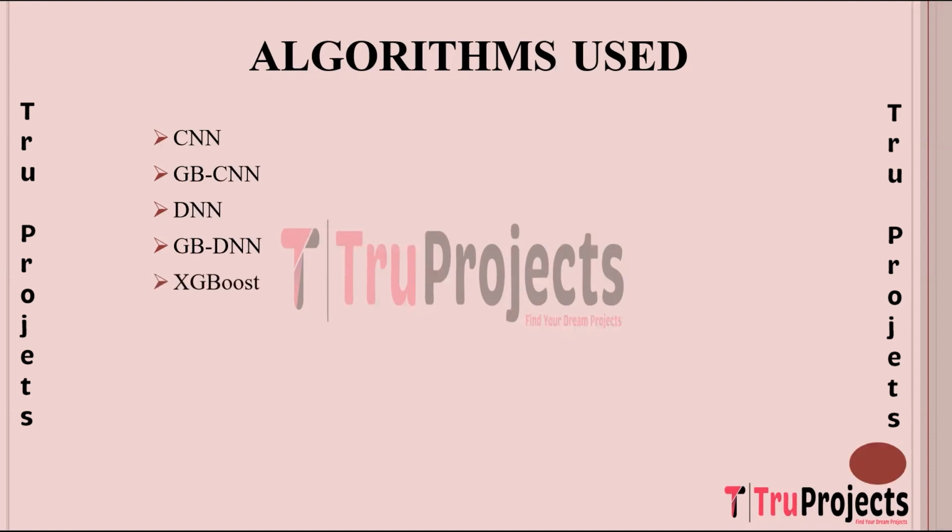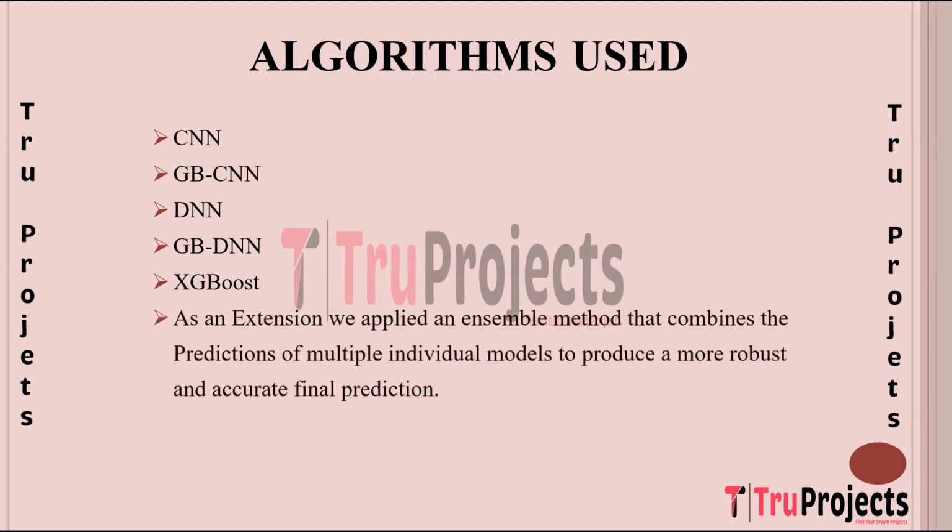XGBoost is an ensemble learning method based on decision trees. It's renowned for its speed and performance in handling tabular data and can be applied to both regression and classification problems. XGBoost is utilized as a standalone model or as a part of an ensemble method to complement the predictions generated by neural networks. As an extension, we applied an ensemble method that combines the predictions of multiple individual models to produce a more robust and accurate final prediction.